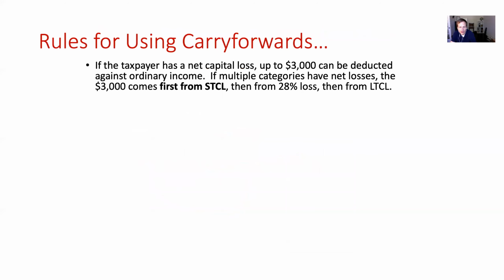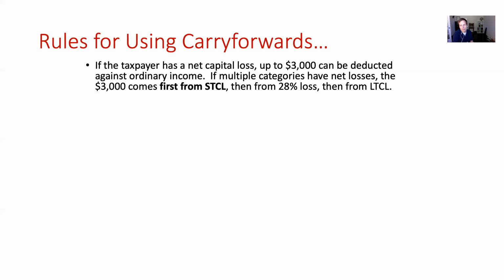All right, so my rules for using carry forwards, right? So I had more than $3,000 of net losses and I couldn't use them all against ordinary income. So it's going to depend on where the net loss came from. We know that the most in 1 year is $3,000. So what if I end up with a $10,000 collectibles loss and a $10,000 short-term capital loss in 1 year? Well, I'm going to use the short-term capital loss first, right? And in that case, I would be able to use 3,000 of it. All of the rest of those two categories will carry forward.